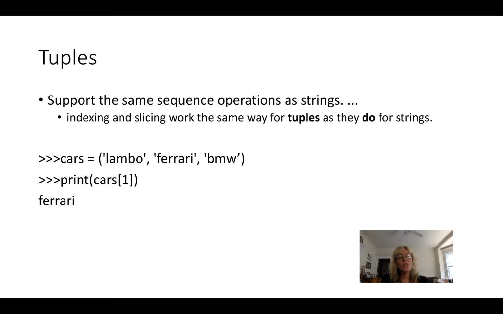And so if we want to slice it and grab an index, and we print the index 1, it's going to give us the output of Ferrari, because as we know, we start with 0 when we're indexing. So Lambo would be 0, Ferrari is 1, and BMW is 2.